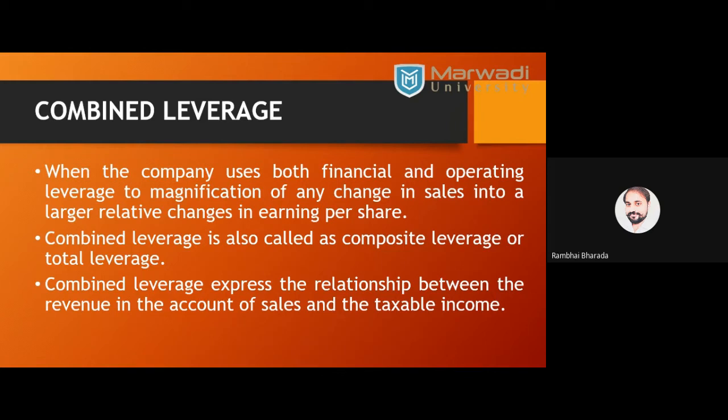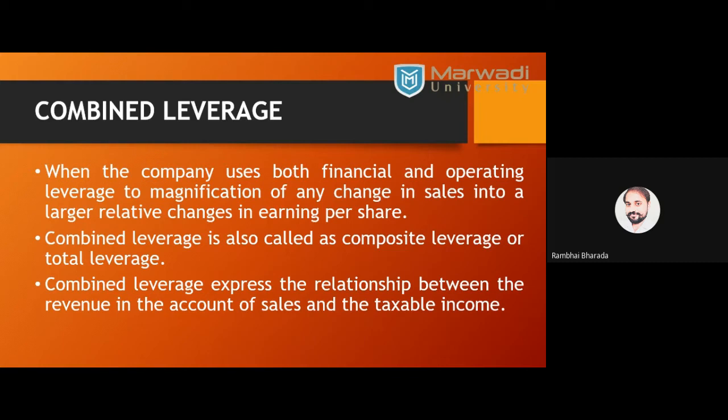If you remember, in operating leverage we are saying changes in sales and changes in operating profit. In financial leverage, we are saying changes in operating profit and profit before tax. So if we combine both, combined leverage represents the changes in sales and changes in earnings per share or earnings before tax, PBT.